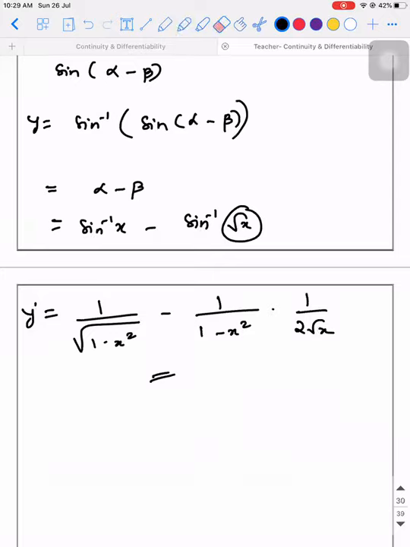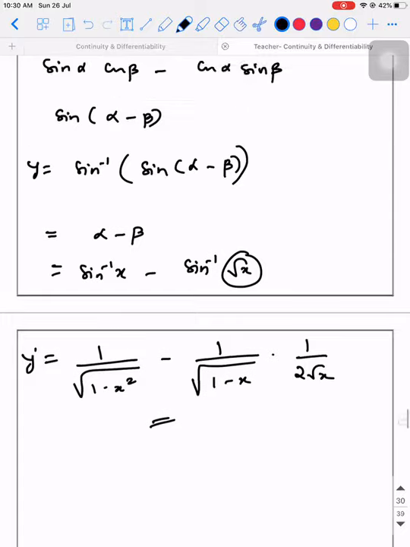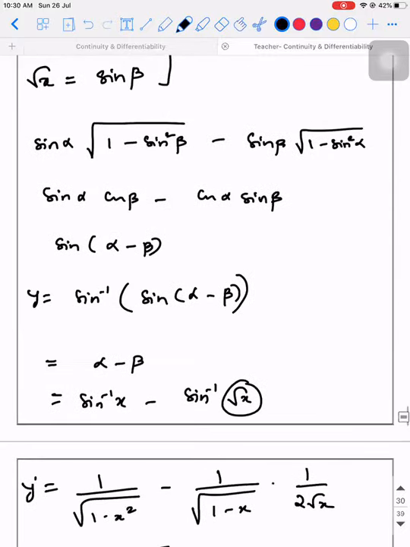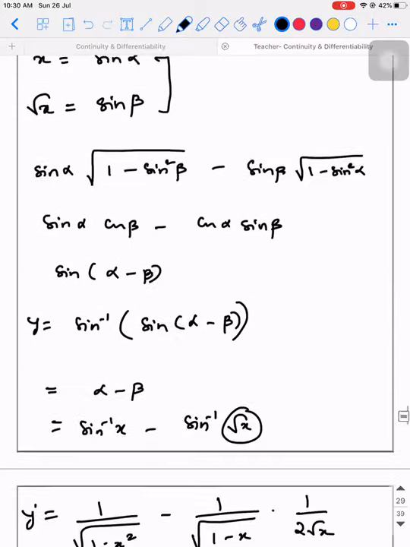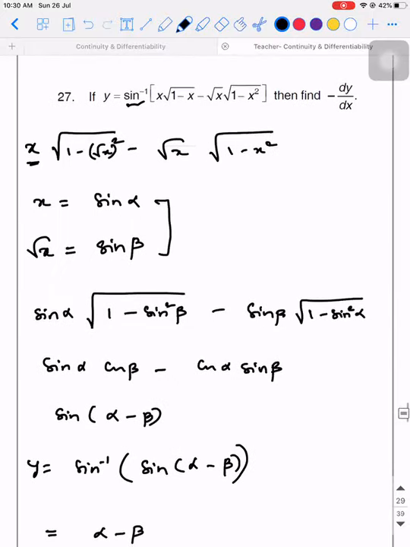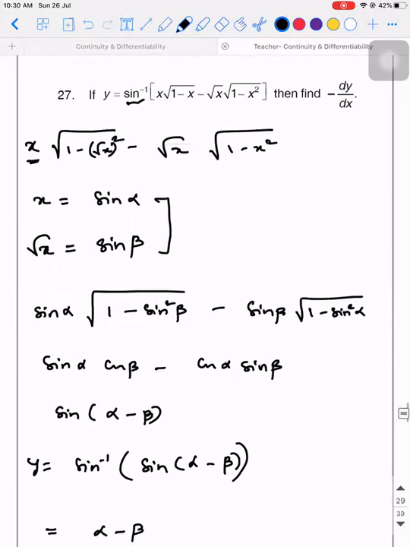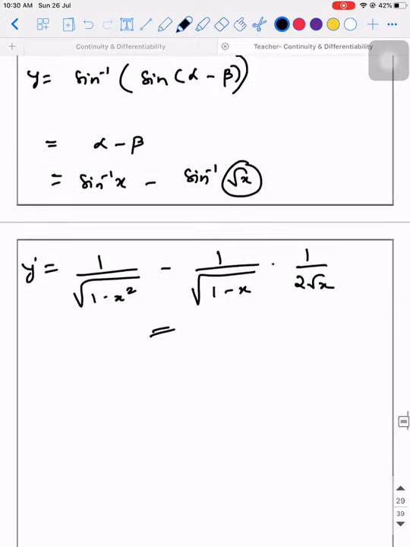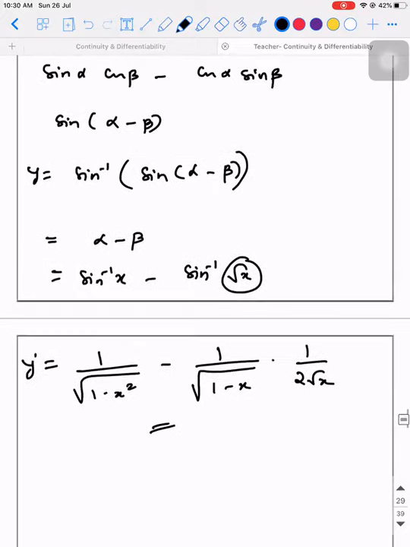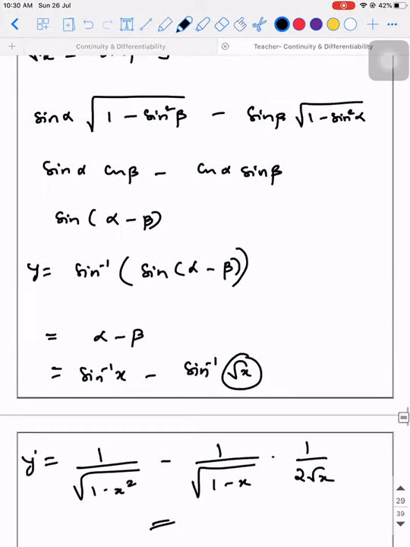Sorry, 1 by root of 1 minus root x whole square. That will be 1 by root of 1 minus x. Did you understand what I did? Find dy by dx. Guys, are you clear, or is there any confusing factor in this?